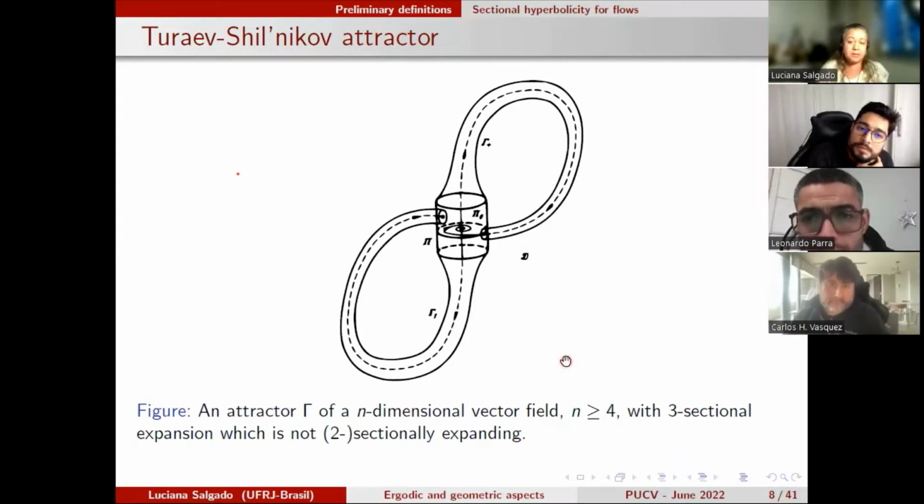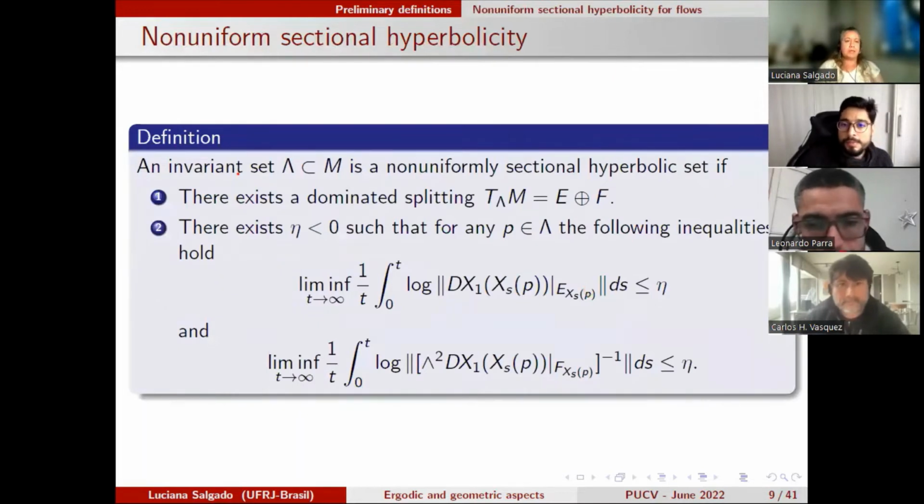Okay, it is also a particular case of singular hyperbolicity, of course. If I have expansion in this central subbundle, of course I have volume expansion. Okay. All right.